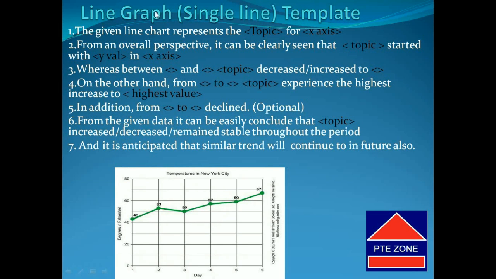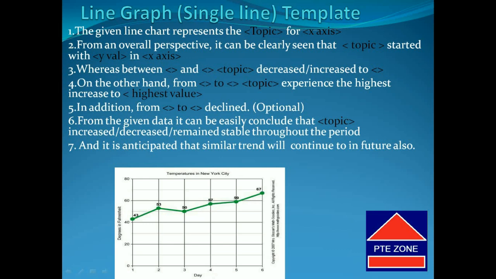Okay, so here's a template that I have made for a single line graph. What I mentioned is: the given line chart represents the topic. Whatever topic is there, you just need to say that for the given x-axis. For example, say I get this line graph question. Whenever I get a question, the first thing I see is the heading. The heading says temperature in New York City, and the x-axis is days and the y-axis is temperature. It shows degrees in Fahrenheit, I think.